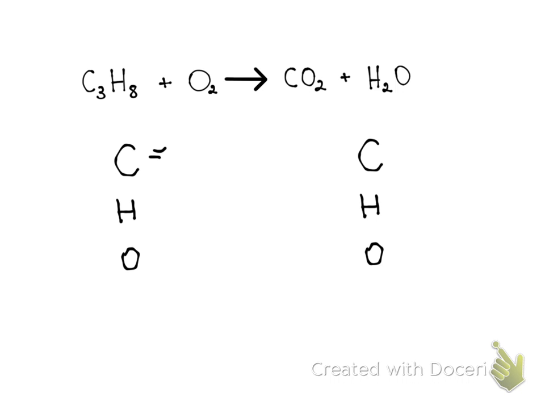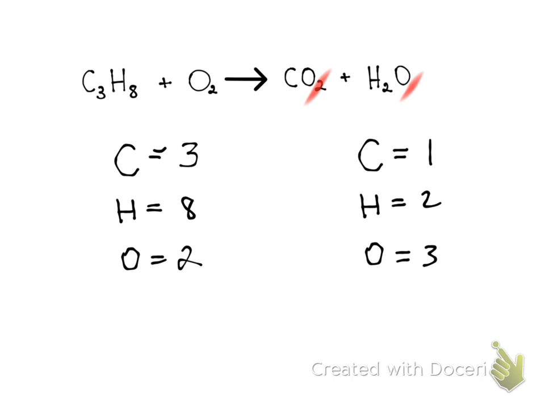And then I put a little equal sign next to each letter and write down exactly how many of those elements I have on that side. So on the left hand side I have 3 carbons, I've got 8 hydrogens, and I've got 2 oxygens. And on the right hand side of the arrow I've got 1 carbon. I've got 2 oxygens here and 1 oxygen here, so that makes a total of 3 oxygens and 2 hydrogens.